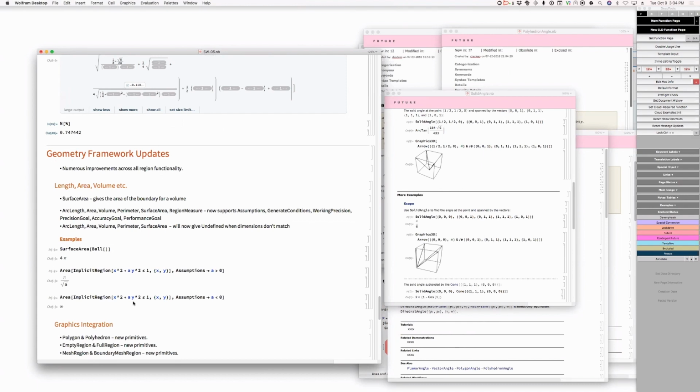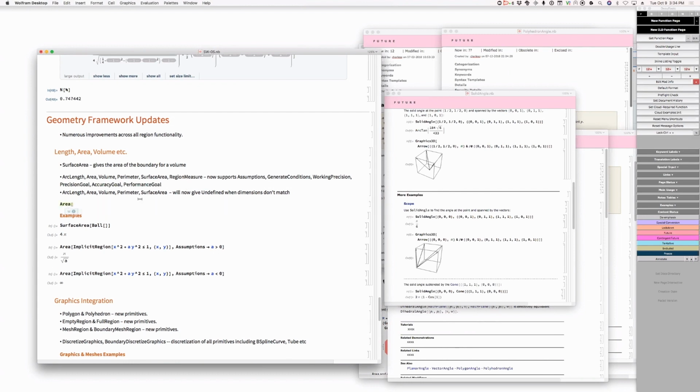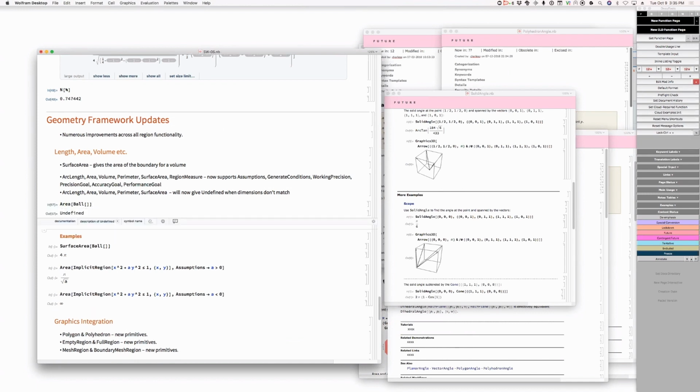A lot of other updates. Framework-wise, there's been a lot of work in internal frameworks to update the whole system. What does this mean? It will give undefined when the thing doesn't match. So if I say area of ball, is that really what we want, as opposed to saying missing or something like that?